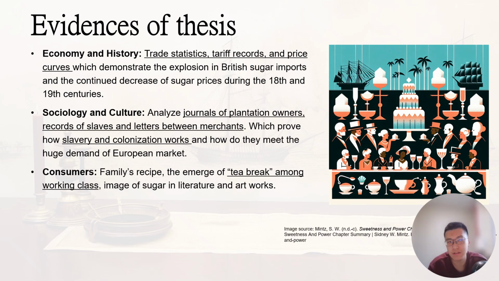And the third perspective is the consumer's perspective, and that's the easiest one. They check families' recipes, the emergence of tea breaks among working classes, like I said before, and also the change in the image of sugar in literature and artwork. Before that, the image of sugar was a representation of wealth and nobility, and now sugar becomes a symbol of simple happiness, which means sugar is getting into the daily life of the working class.